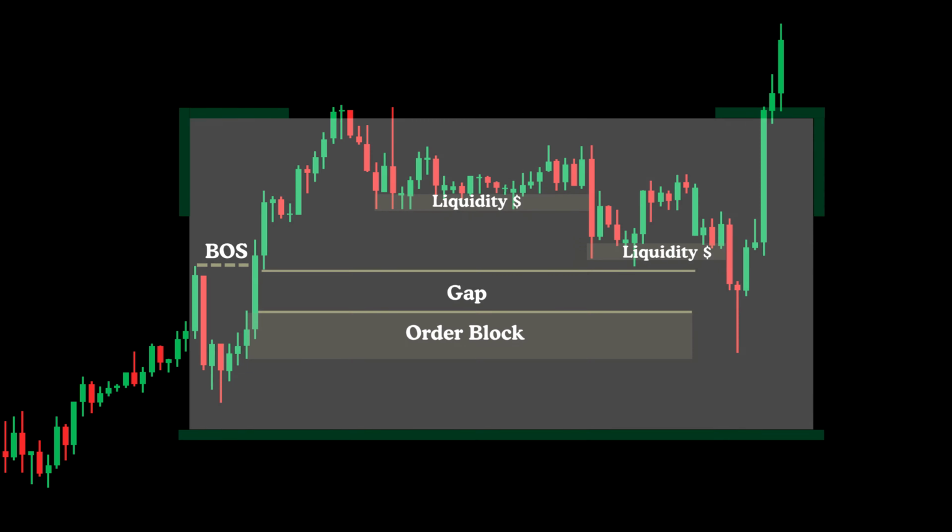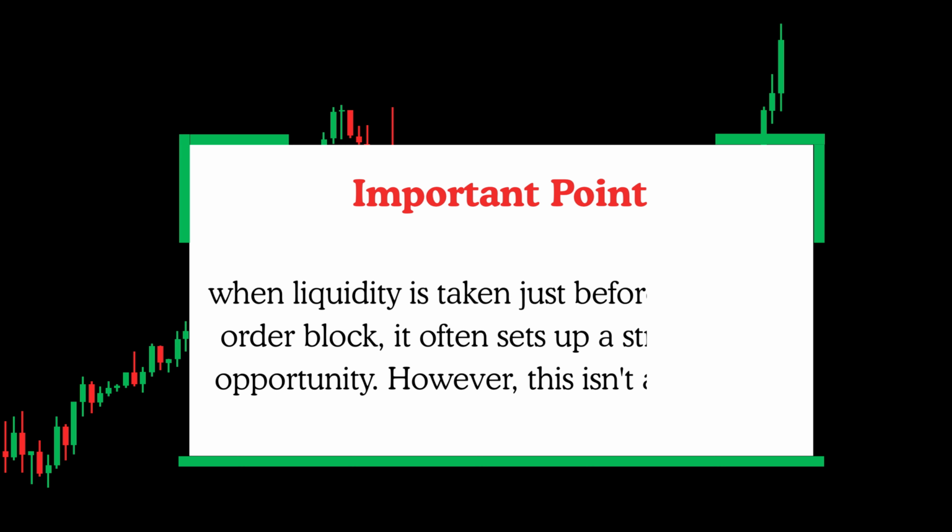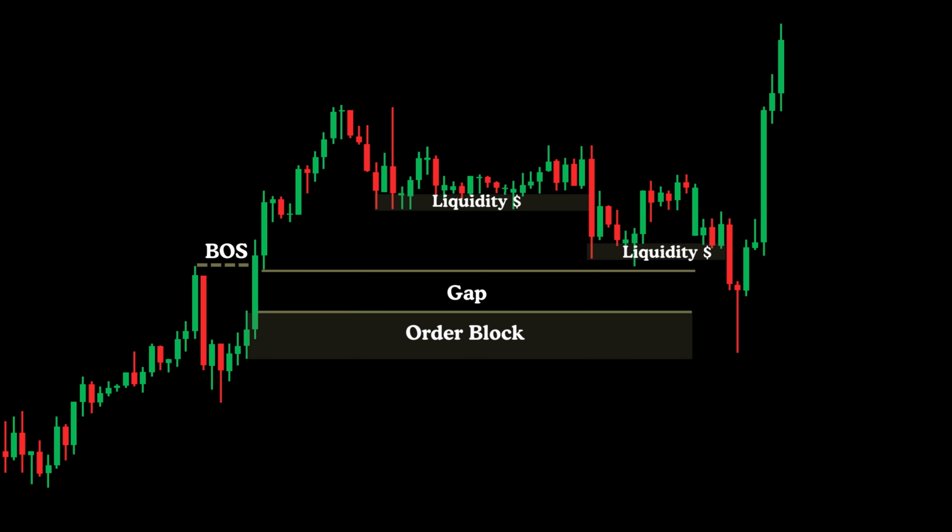Now here's a key point. When liquidity is taken just before hitting an order block, it often sets up a strong trade opportunity. However, this isn't a fixed rule, because price can still break through the order block and trigger a major trend reversal. That's why we always wait for a clear reversal pattern on the lower timeframes before executing our trades.